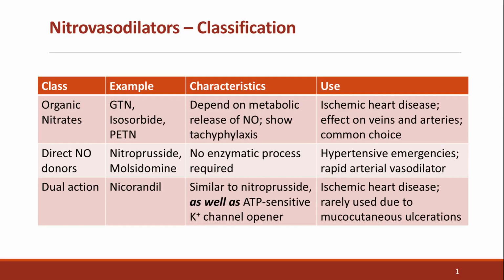Nitrovasodilators, or simply nitrates, are classified into three groups as shown in this table. Out of these, the organic nitrates are the main drugs used in acute coronary syndromes. They work by generating nitric oxide in the vessels, which activates guanylyl cyclase to increase cGMP within vascular smooth muscle, causing relaxation. The net result is venodilation with or without arterial dilation, which reduces preload, afterload and myocardial oxygen demand, thus reversing ischemia and relieving chest pain. Additionally, nitrates inhibit platelet aggregation and relax other smooth muscles such as bronchi and GIT.